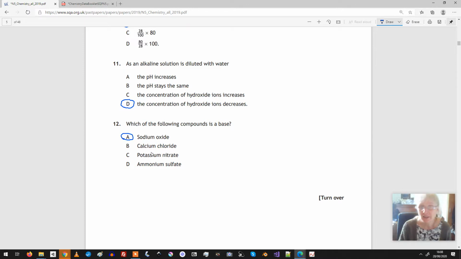Calcium chloride is an ionic compound. Potassium nitrate is an ionic compound, and ammonium sulfate is, well, it's going to be acidic, I think, or is it? I'm not sure, but it's not a base.